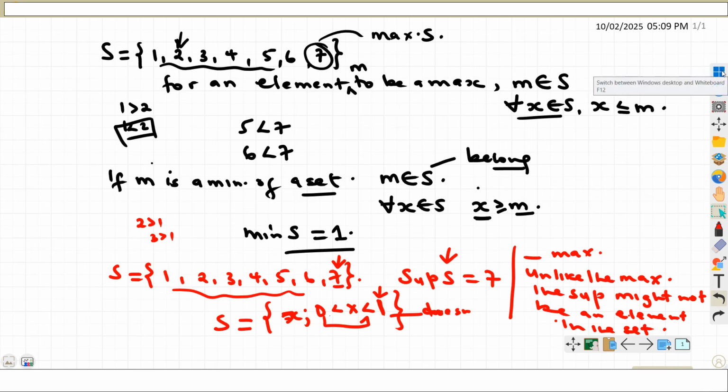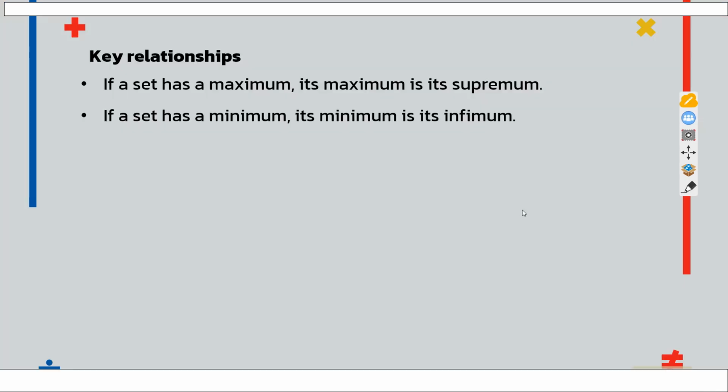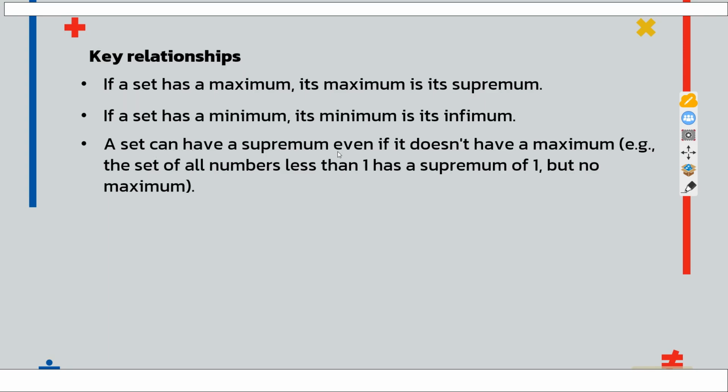So next, we shall look at how a set can have a supremum even if it does not have a maximum.